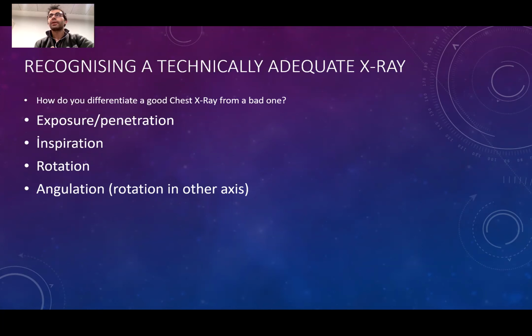There are four main factors which can affect the quality of an X-ray. One is the exposure, like the dosing of the patient. How many X-rays, how much dose of X-ray are we going at? The other is the inspiration state, and the other two are basically rotation of the patient in one axis or the other.